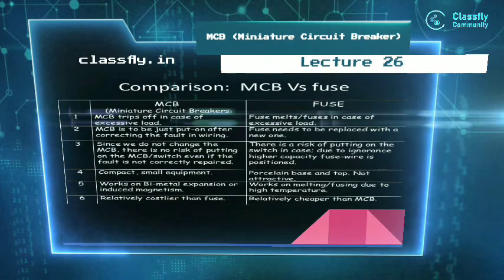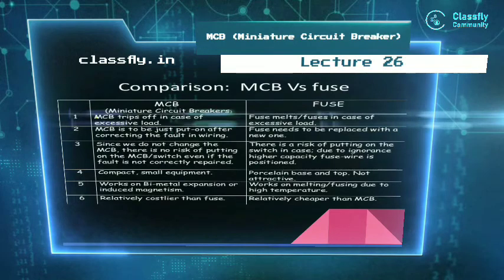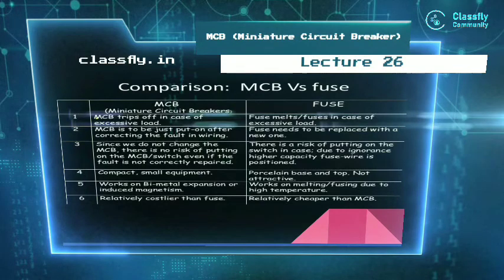The fifth point is what it works on. An MCB works on bimetal expansion as well as induced magnetism. Okay. What does a fuse do? It works on melting or fusing due to high temperature. Whenever it's high temperature, the fuse melts. Okay. The last point is that an MCB is relatively costlier than a fuse, whereas a fuse is relatively cheaper than an MCB. This is the sixth comparison between MCB versus fuse.